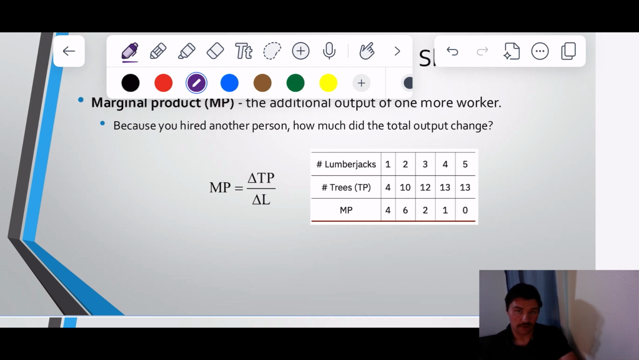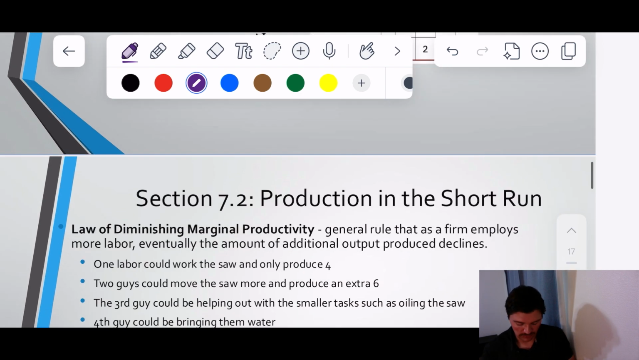When you hired the first person, they did 4, second 6, third they added on 2, fourth person added an additional 1. But when you hired that fifth person, nothing happened. They just didn't do anything. They just stood there. That's what the marginal product is all about: trying to find out how much the total product changes because you hired somebody.